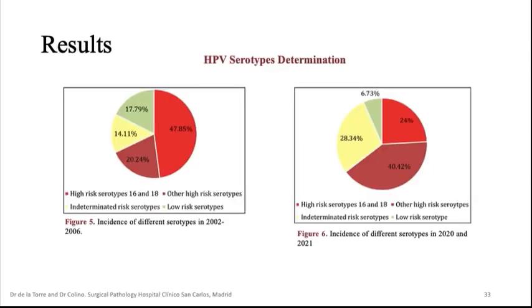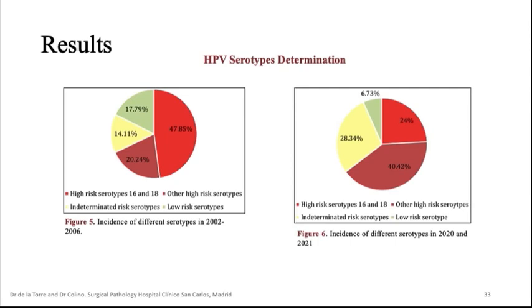On the other hand, the different serotypes that caused lesions in our patients between the first study period prior to the vaccine, 2002 to 2006, and the most current period after its introduction, 2020 and 2021, have been analyzed, the results of which are shown in Figure 5 and Figure 6.